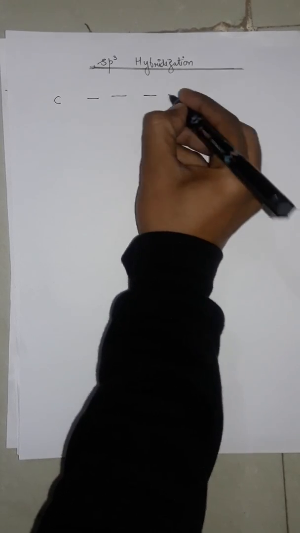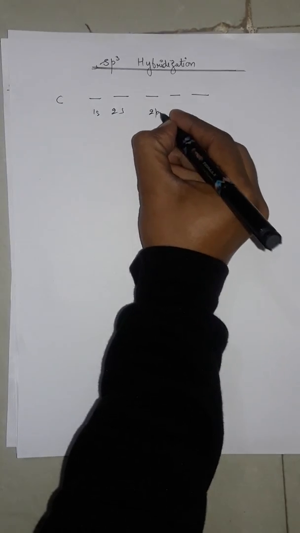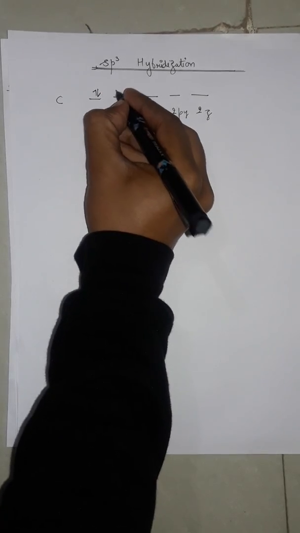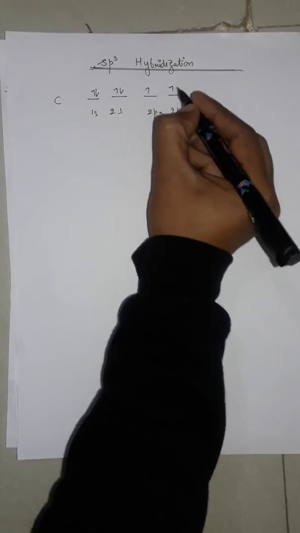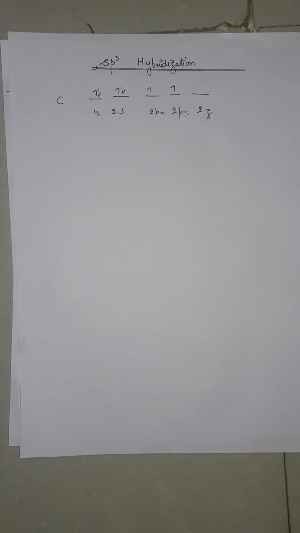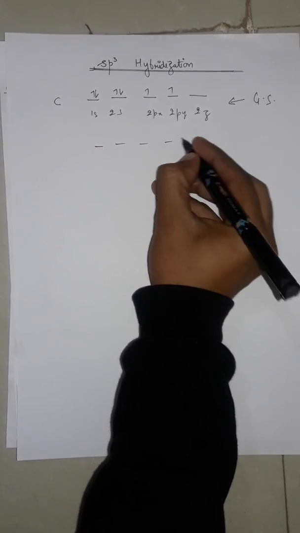So carbon atom, the ground state of carbon atom is 1s, 2s, 2px, 2py and 2pz. So this is the ground state of carbon atom, and now we will see the excited state of carbon atom.